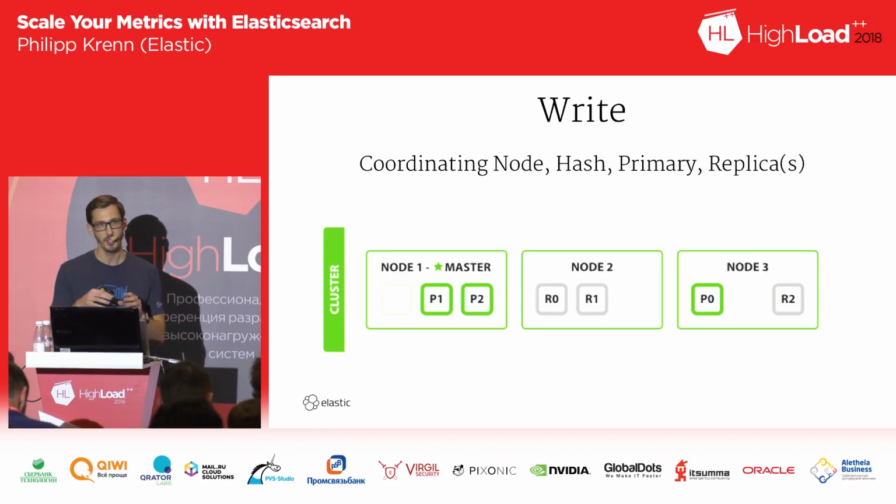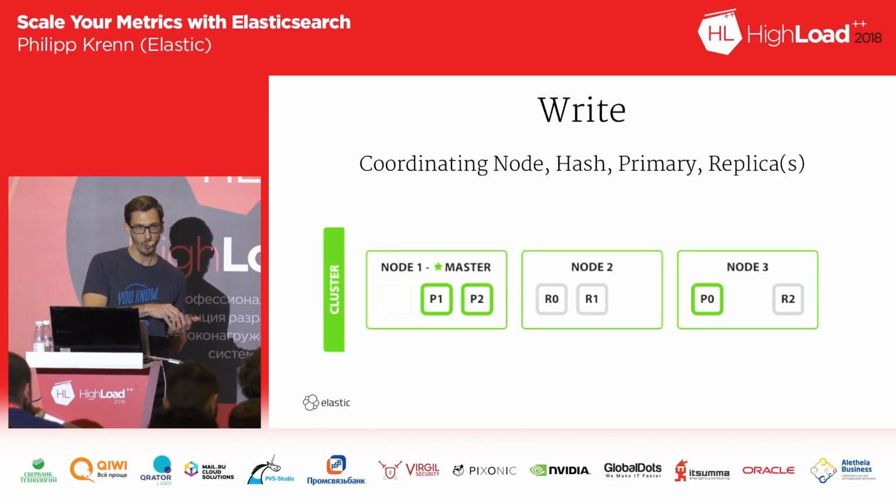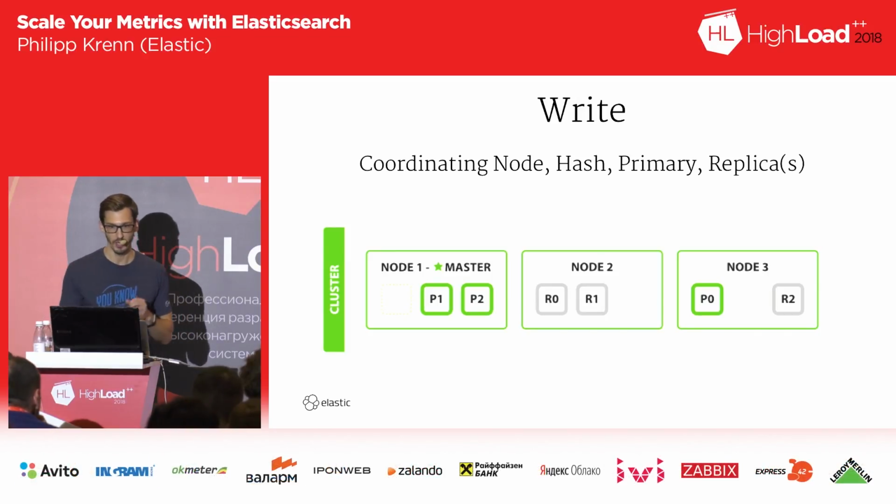If you have a bulk, the coordinating node would break out every single document and distribute that to the right nodes in the cluster. So basically, coordinating node to the primary shard to all the replica shards. They acknowledge back, you acknowledge back to the coordinating node, and then you acknowledge back to the client. That's how you do one write.